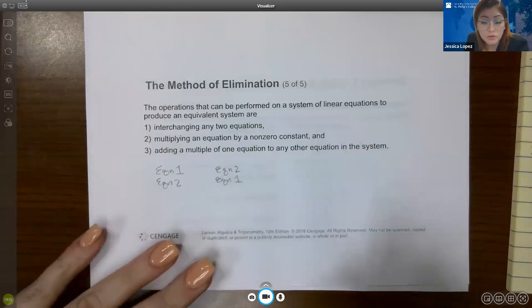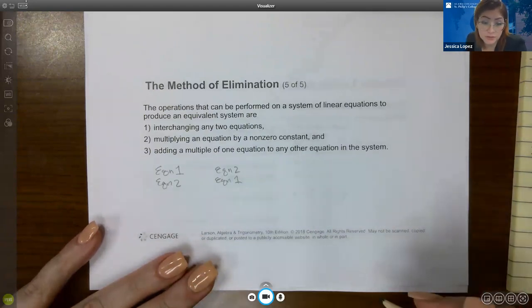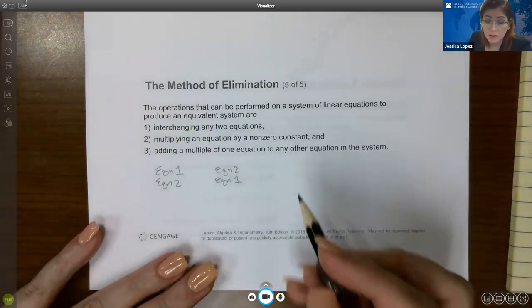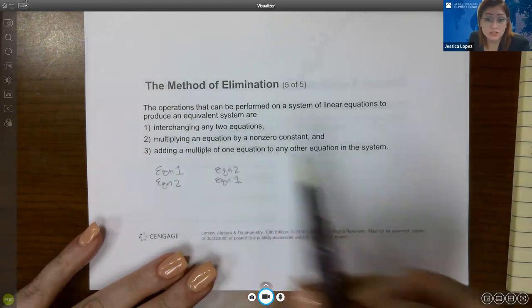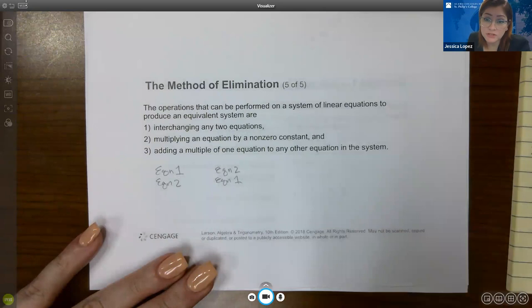You can multiply any equation by a non-zero constant. If you multiply by zero, everything's going to turn to zero and it serves no purpose, right? But if you multiply by two or negative two or five and negative five, one half, if you really wanted to, you could. And it won't do anything. It'll just create an equal system.